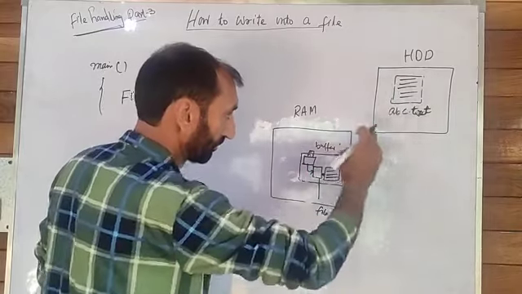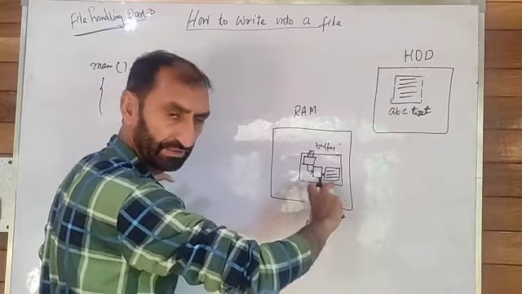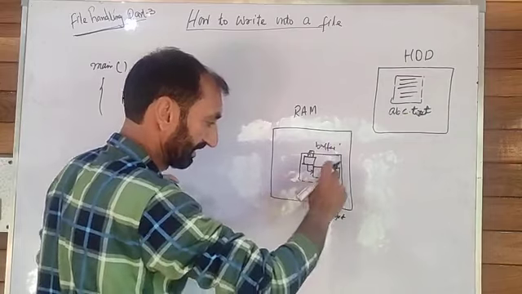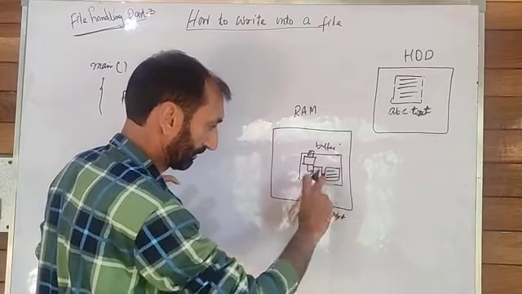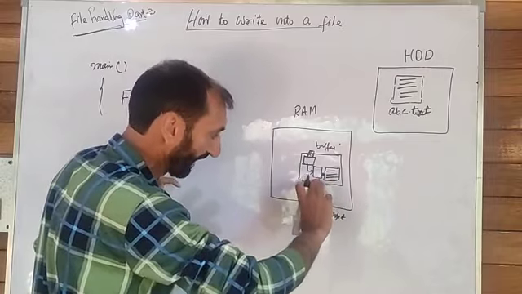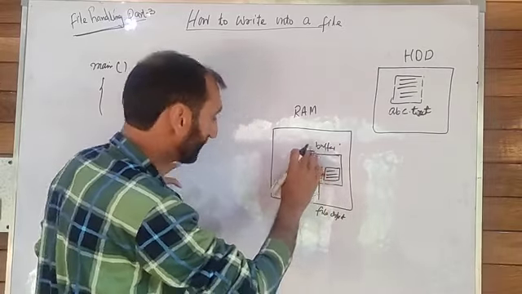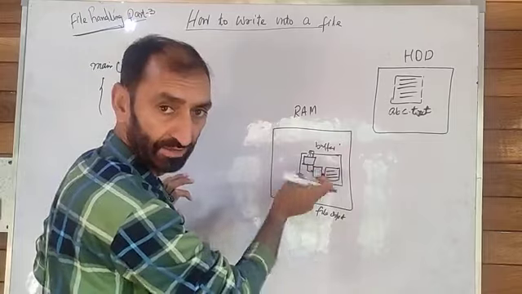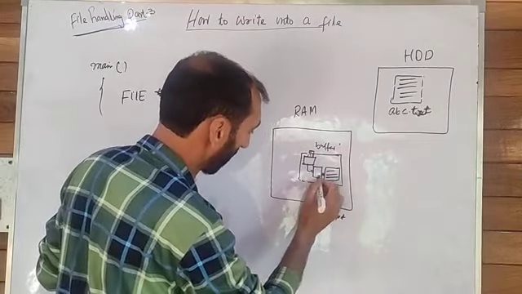First, we have to copy the contents of this file into the buffer, and it will create an object of file type, and now this ptr will hold the address of this object.